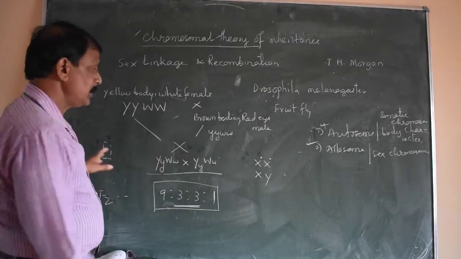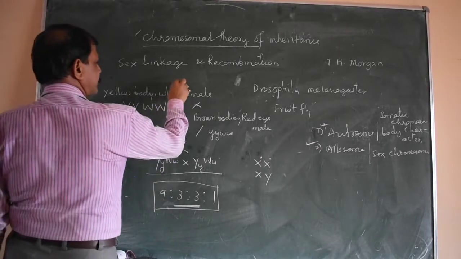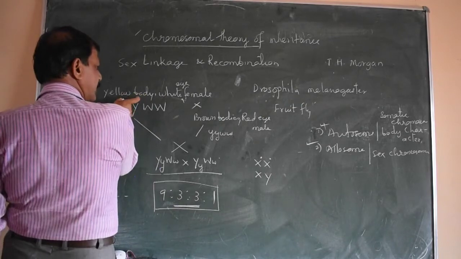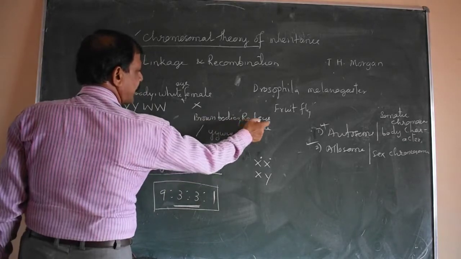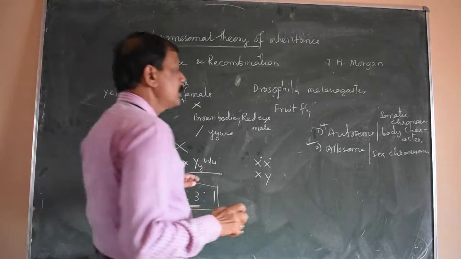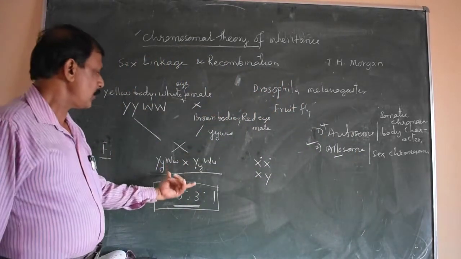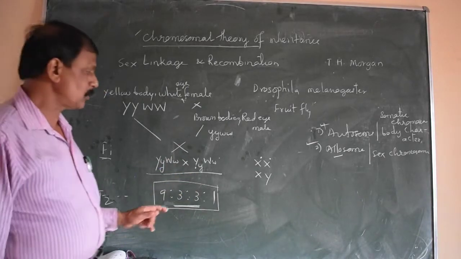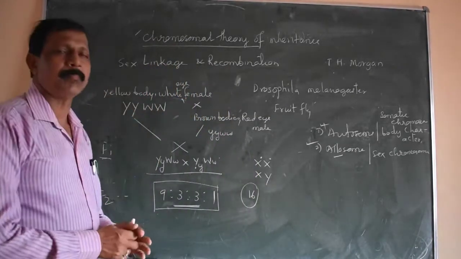linkage. But here, the color for yellow body and white eye, body color yellow and eye color white, similarly body color brown and eye color red, but that character was not on the autosome. Instead of this, it is located on the allosome. Because of this reason, they have not got this kind of ratio, and they have got a totally different type of ratio. Of course, they got 16 Drosophila melanogaster, but the ratio is completely different.